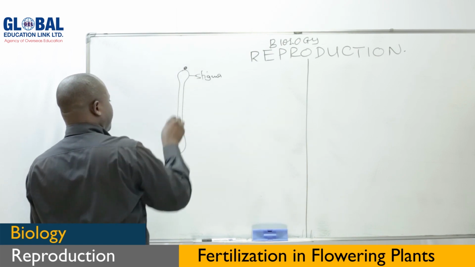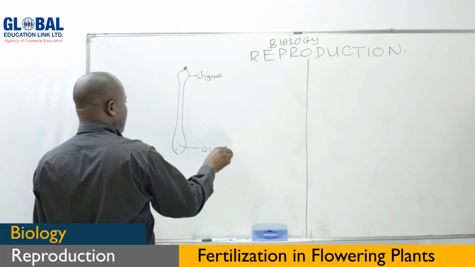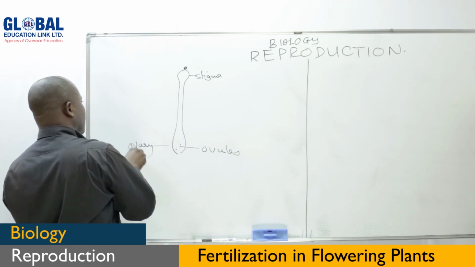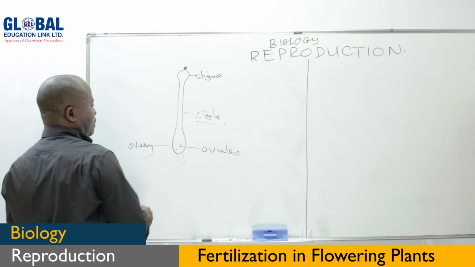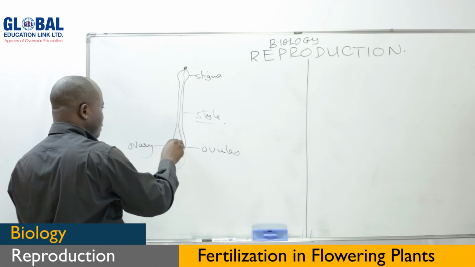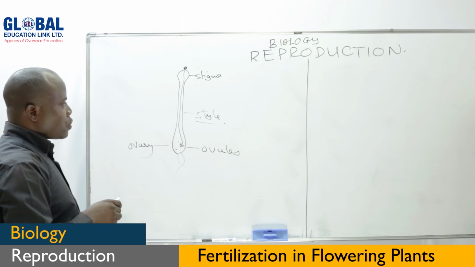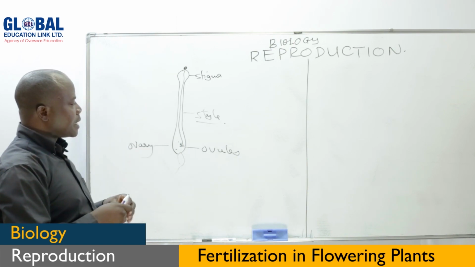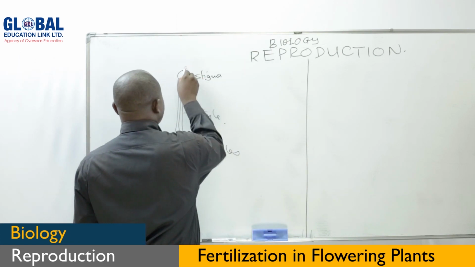Here is a pollen grain. Here there are ovules. This is the ovary, and this is the style, the receptacle. How does the pollen grain move all the way to the ovules? It means to respond to this question, you have to consider some aspects that it takes the pollen grain to reach the stigma. As I have said, the pollen grain has arrived at the stigma.